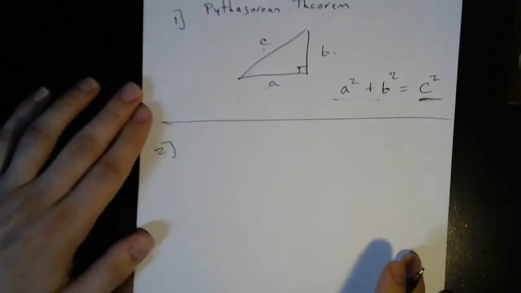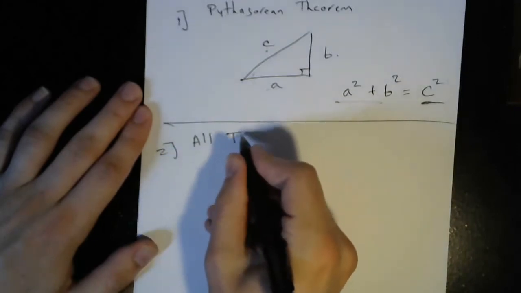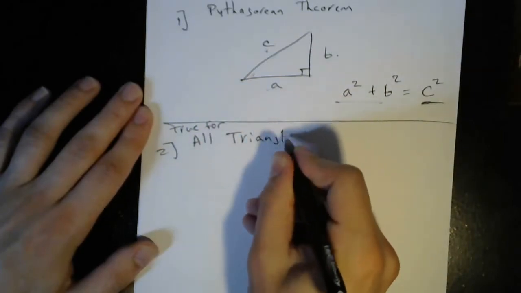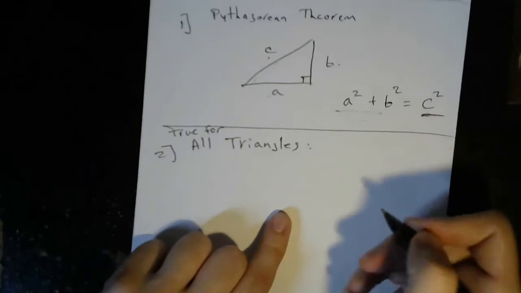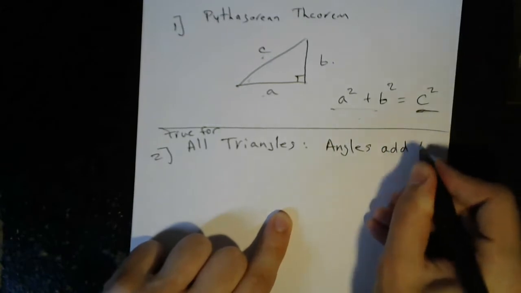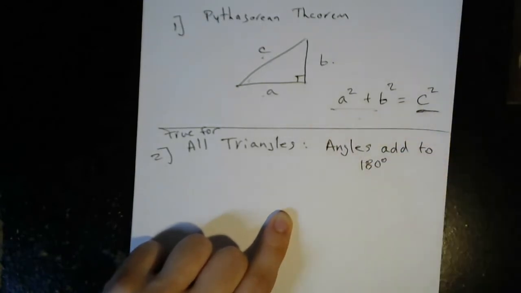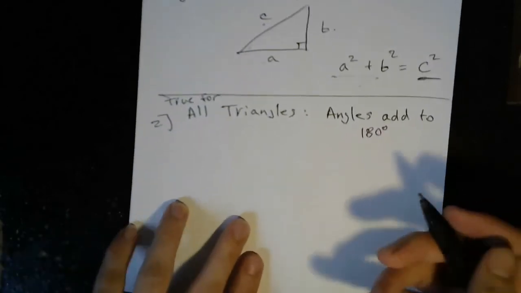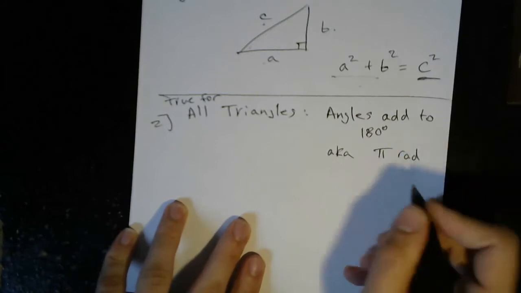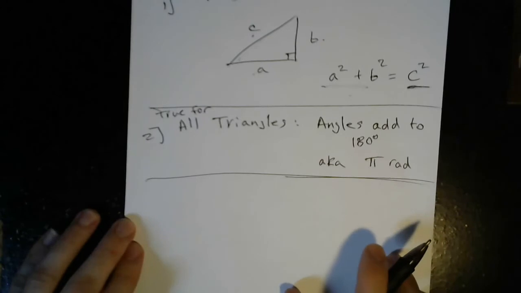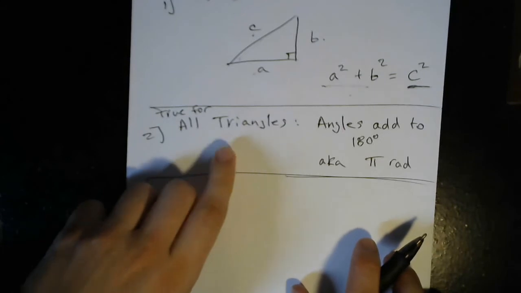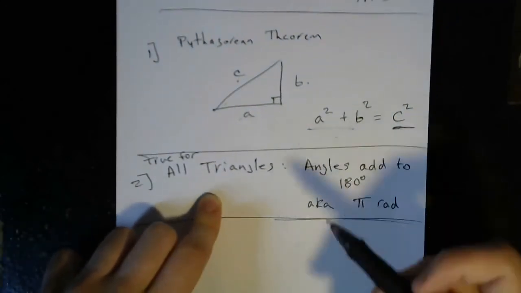The second thing to note, and this is for all triangles, this is true for all triangles, and that is that angles add to 180. So everyone probably already knows this, but angles add to 180 degrees, or if you're doing radians, then in radians they would add to pi radians, right? So the angles will always add to 180 degrees, and this is true for any triangle, which means it's also true for right triangles.